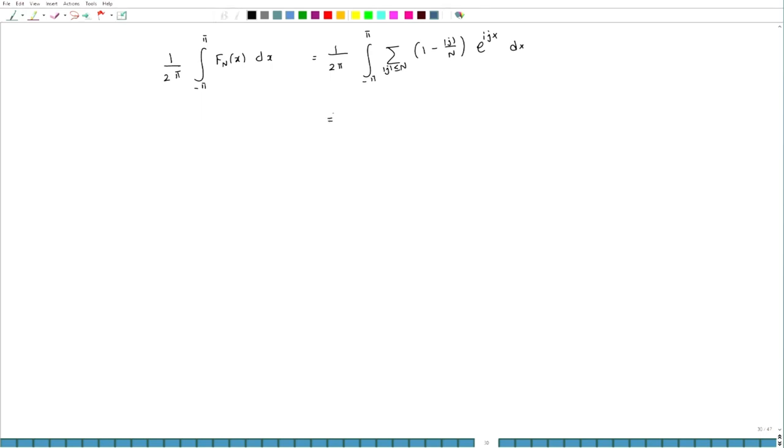Now this is a finite sum, so we can pull this sum out of the integral. Then this is the sum over mod j less than or equal to n of (1 minus mod j by n) times 1 by 2 pi integral from minus pi to pi of e to the power i j x dx. We know that this integral survives only when j is equal to 0. For j not equal to 0, this is going to be 0. Therefore, for j equal to 0, this is 2 pi, the 2 pi gets cancelled. So what we get is that this is equal to 1.